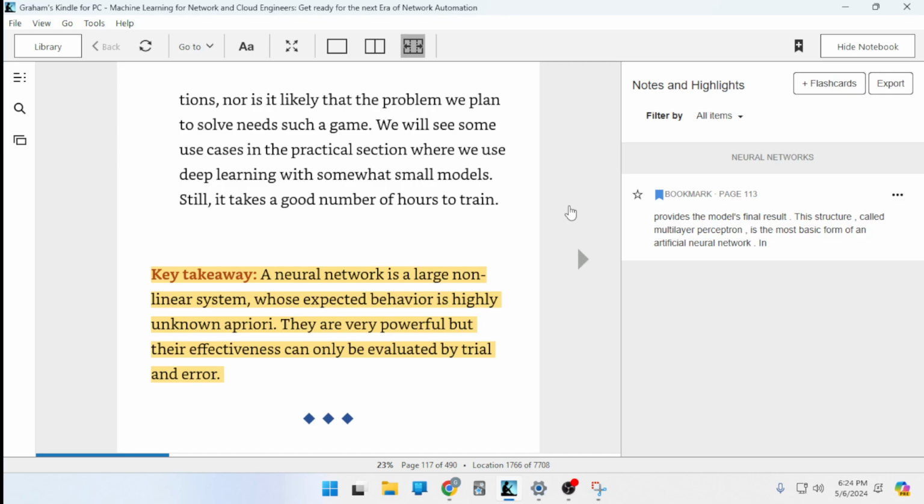We will see some use cases in the practical section where we use deep learning with somewhat small models. Still, it takes a good number of hours to train, and that's fine. Okay, so key takeaway. A neural network is a large non-linear system whose expected behavior is highly unknown a priori. So before it's run, you're not sure exactly what the results are going to be. They are very powerful, but their effectiveness can only be evaluated by trial and error.